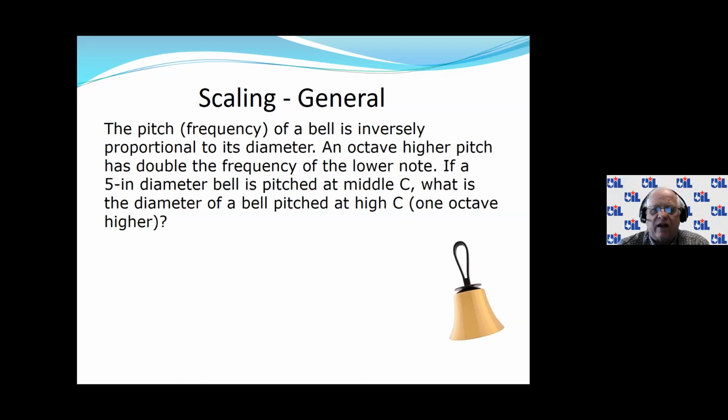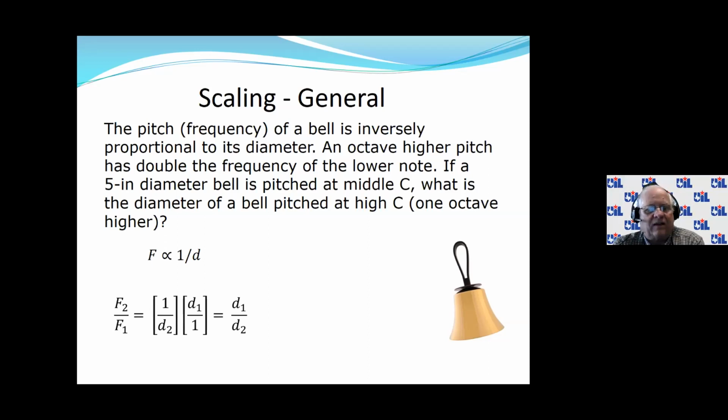Okay, it turns out that an octave higher pitch has double the frequency of the lower note. So the question is, if a 5-inch diameter bell is pitched at middle C, what's the diameter of a bell pitched at high C, which is 1 octave higher, which would have double the frequency? In any case, I'm writing a proportionality. The frequency or the pitch is proportional to the reciprocal of the diameter. So F goes with 1 over D. I can write as an equation F2 over F1 is going to be D1 over D2 effectively, right? Because it's a reciprocal relationship.